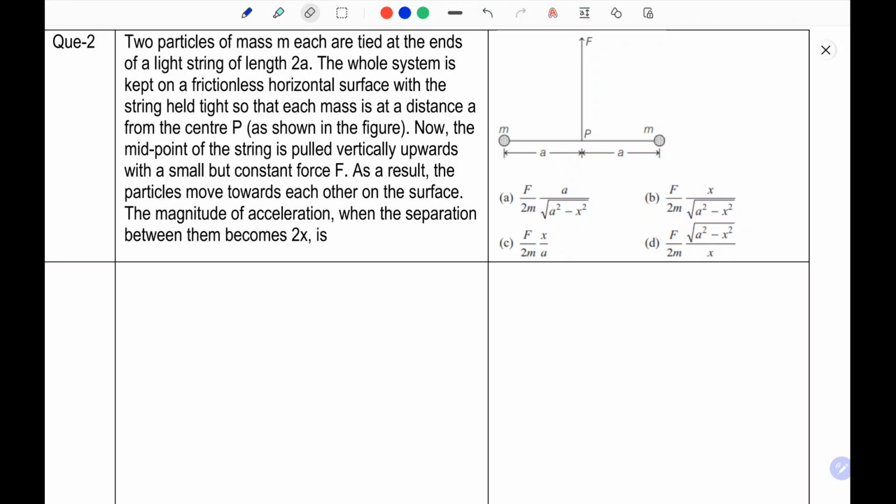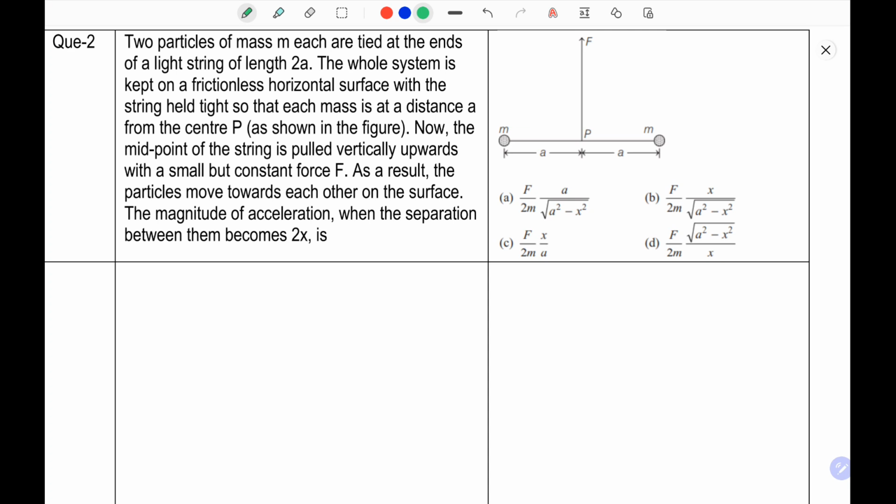Now the midpoint of the string is pulled vertically upward with a small but constant force F. As a result, the particles move towards each other on the surface. Find the magnitude of the acceleration of each particle when the separation between them becomes 2x.